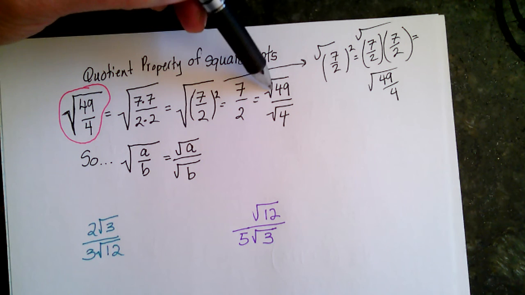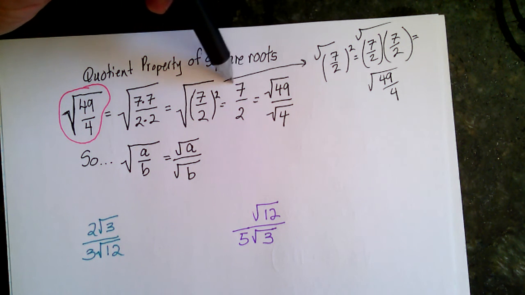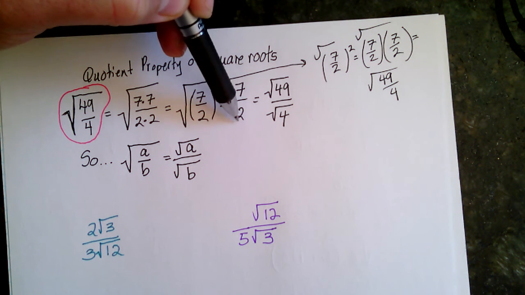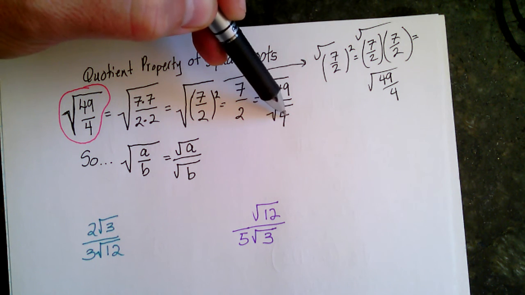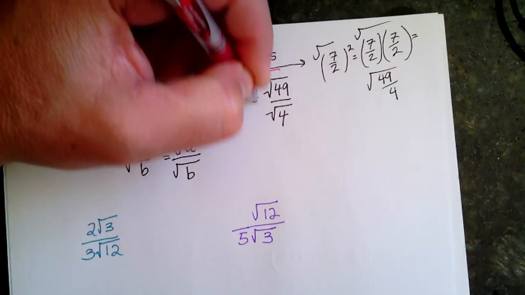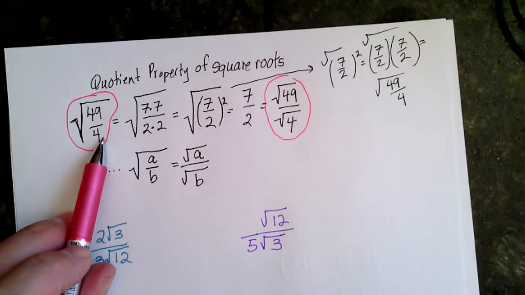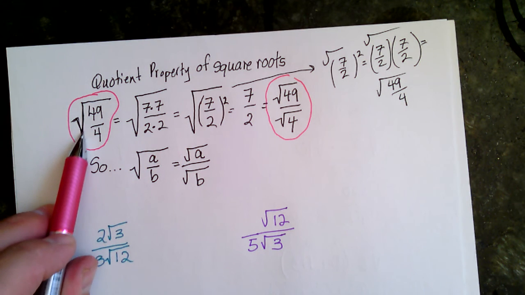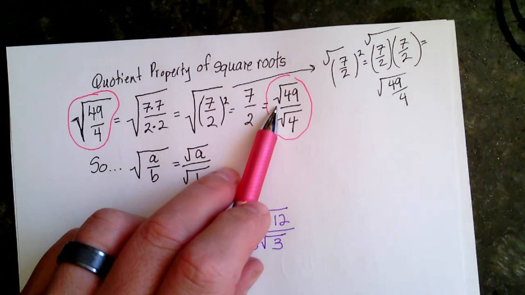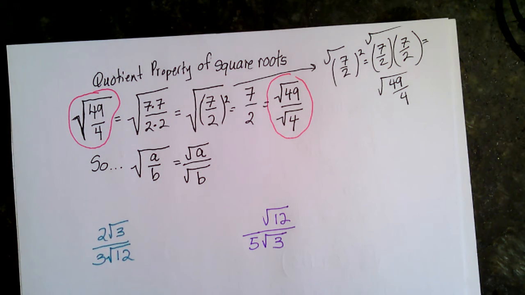So then if I go back and take each part, the 7 is the same as root 49, and 2 is the same as root 4. So the idea is that you can write this rule. The quotient property of square root says that I can put the root over the entire fraction, and it's equal to putting the root over the numerator and the denominator separately.